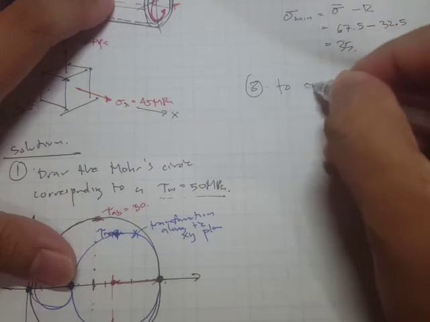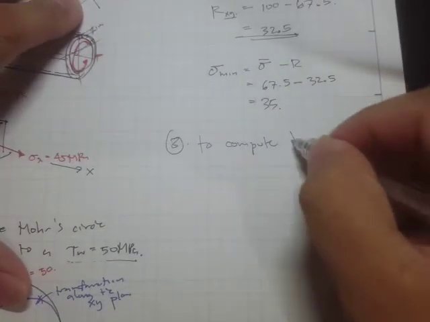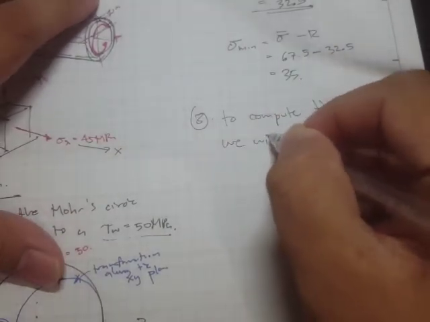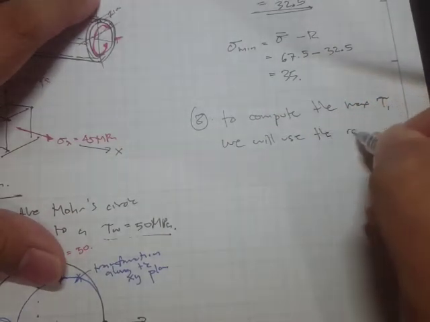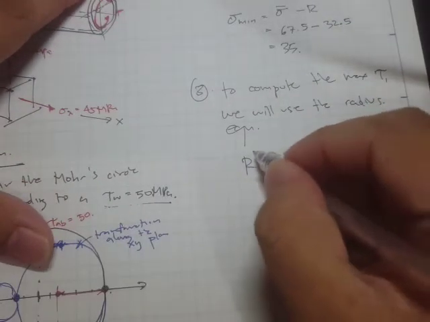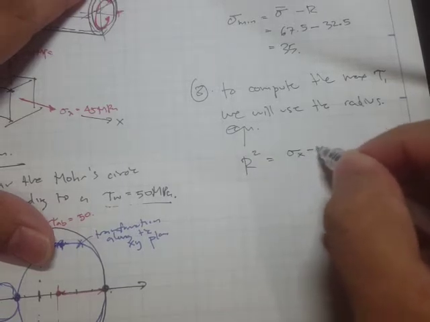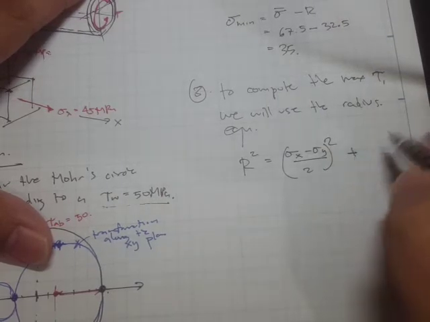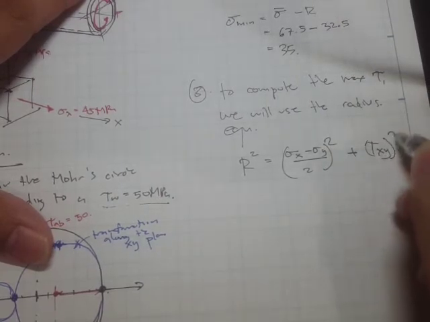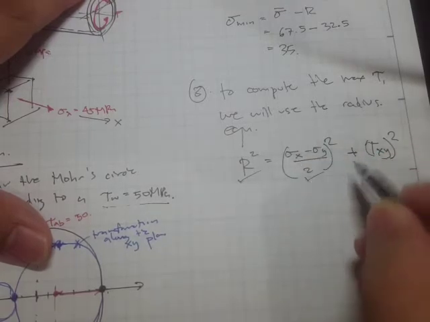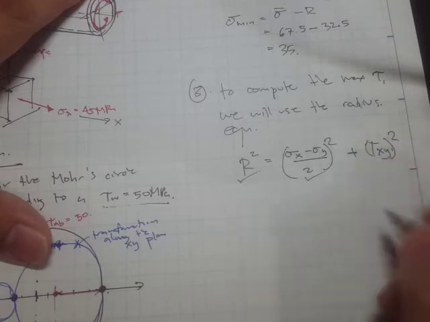So to compute the maximum shear, we will use the radius equation. Why? Because in the radius equation, we know that r squared is equal to sigma x minus sigma y all over 2 squared, plus the square of the shear. So we have the value of r, and we have these values, and we can solve for the shear.